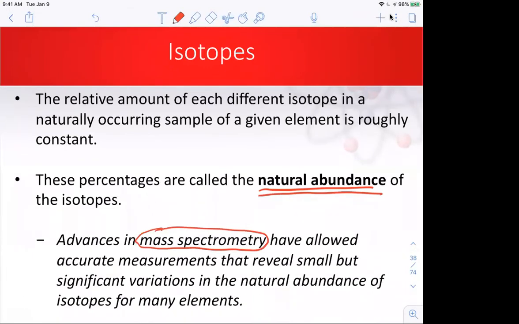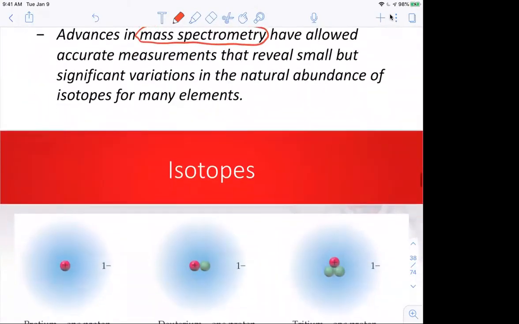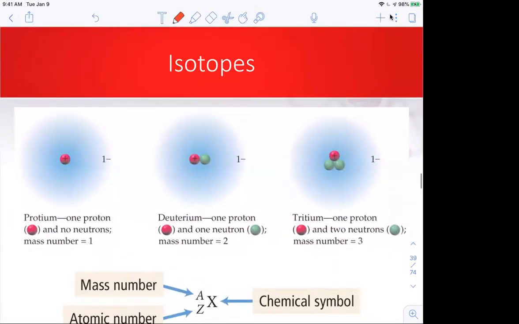When I give you isotope problems, I will give you the natural abundance that you're supposed to use in those problems. But just recognize that advances in mass spectrometry have allowed us to actually see very small variations in these natural abundance percentages of isotopes depending on where they're sourced in the world.